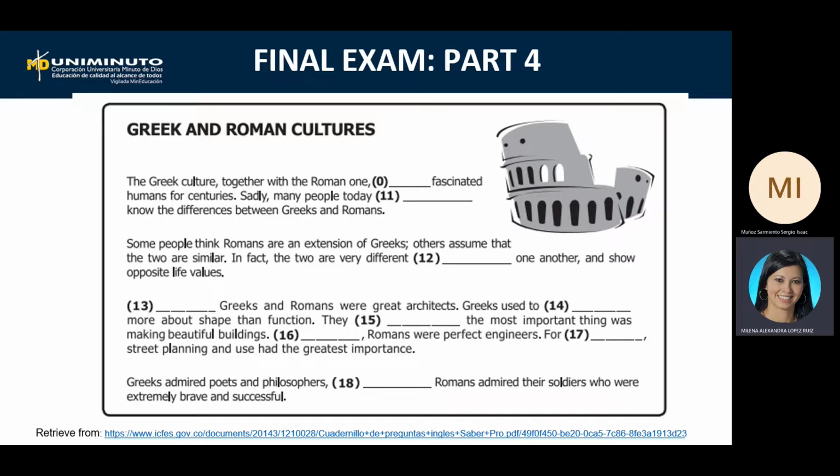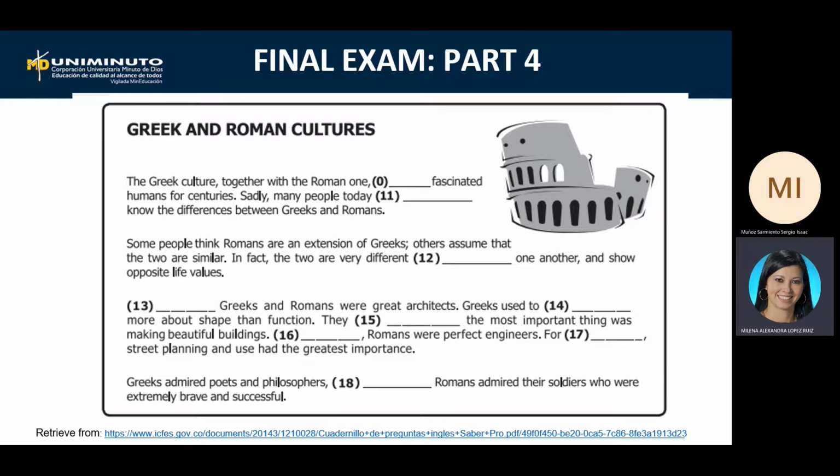Here we are just contrasting the ideas. That's why number 16 is, "However, Romans were perfect engineers." Good. Let's continue. "For them, street planning has had the greatest importance." Letter C, for them, very good, because we're talking about they.